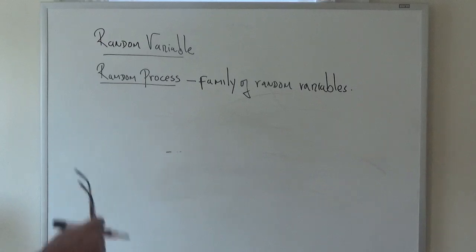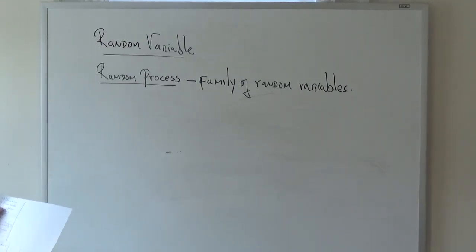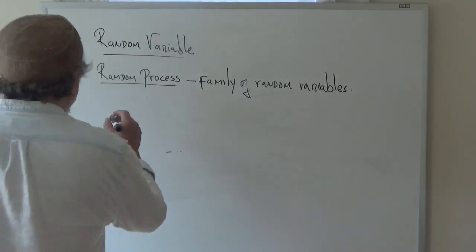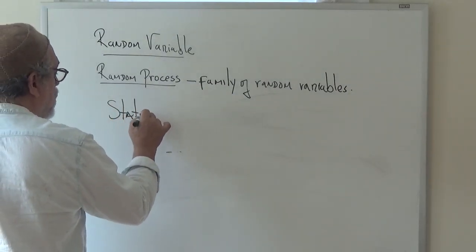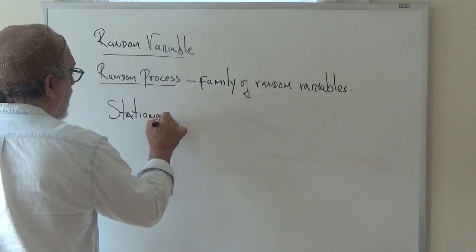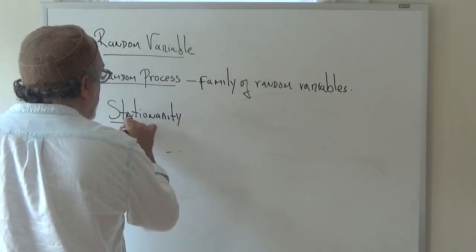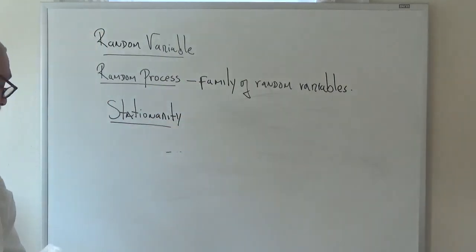So a random process is a family of random variables, and here comes the first thing that is quantitative, which I have used: stationarity. So what do we mean when we say that a random process or a random variable is stationary?